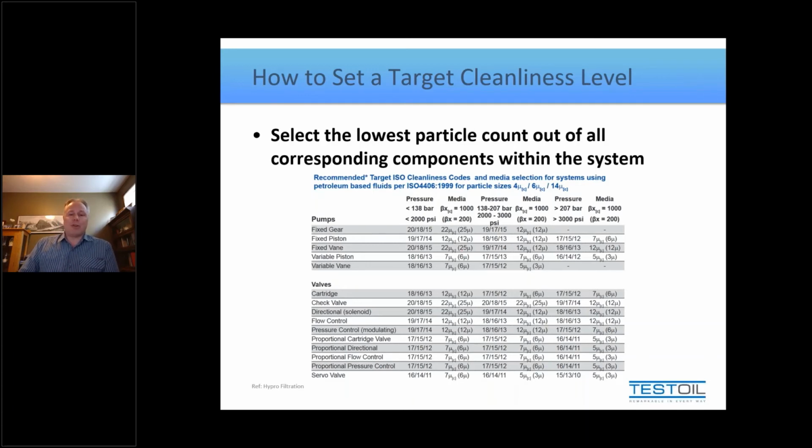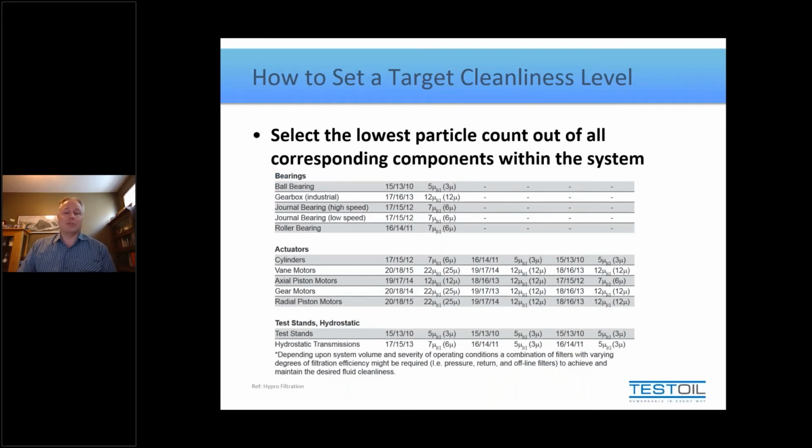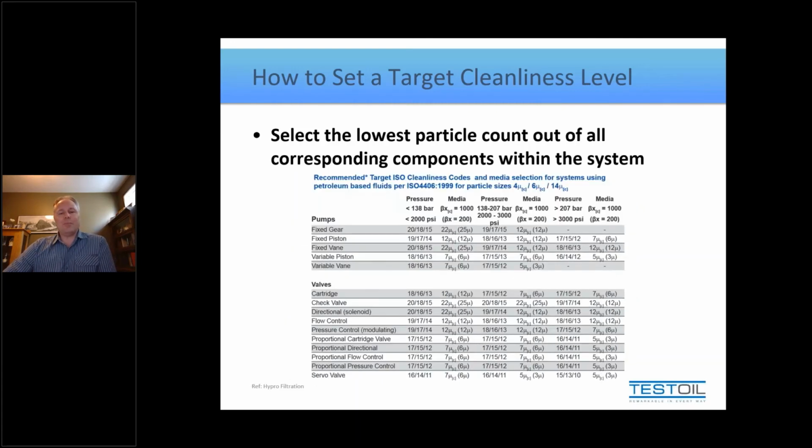But just to make sure we cross everything off our list, let's also look at journal bearings here. And if you look up journal bearings, there's no entry for over 3,000 PSI. And if you work your way back to the left, you'll see that the entry for journal bearings is the same, whether it's high speed or low speed. And regardless, it's higher than that of even the variable piston pump. So it really doesn't become a concern to us. The servo valve being the tightest tolerance machine part, and just to show you again, 15, 13, 10 at the bottom there, sets the tone, sets the target for the whole system.